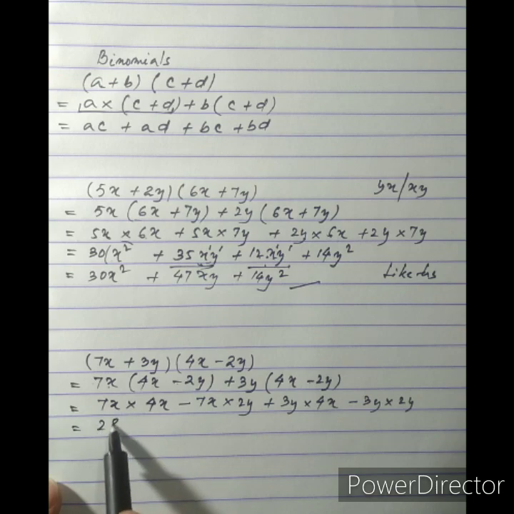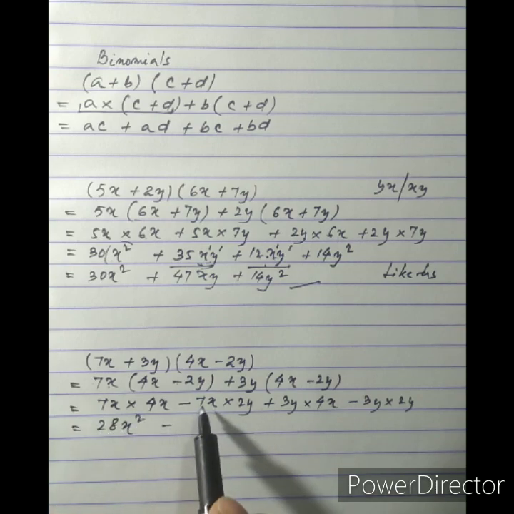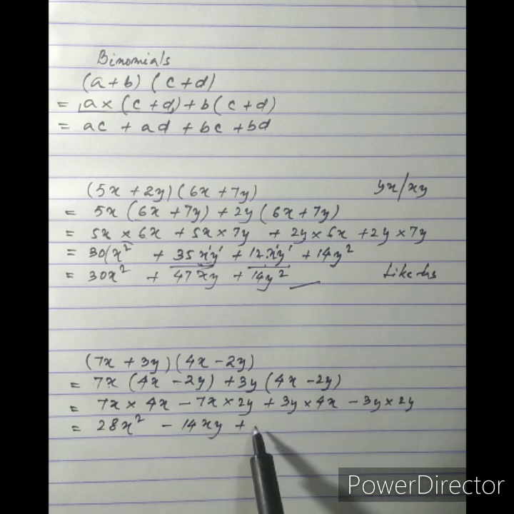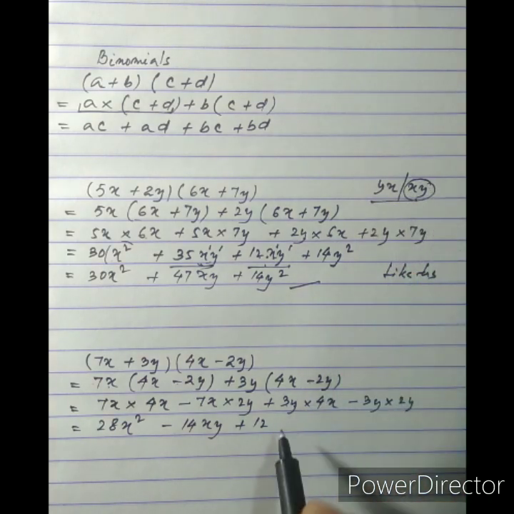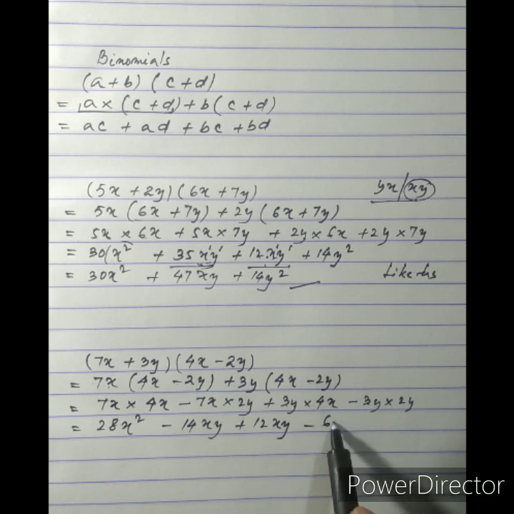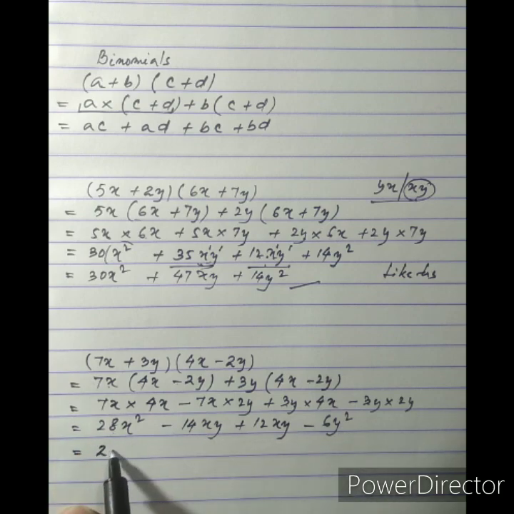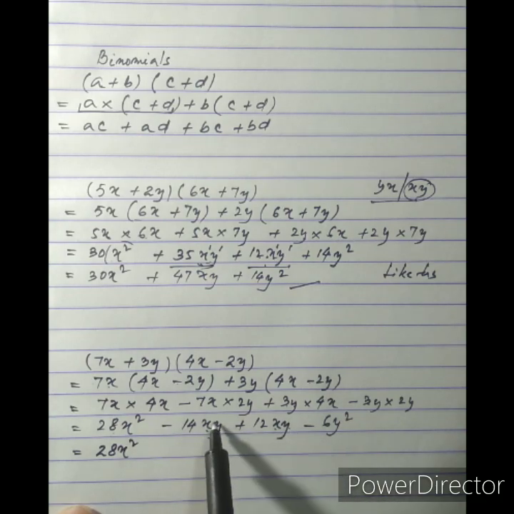So 7 4s are 28x square minus 7 into 2, 14xy plus 3 into 4, 12. Y into x means, as I told you before, you can write even xy as well. So I will follow here, I'll write here xy, then minus 3 2s are 6y square. So x square, there is no other term having just x square, so only this term 28x square. But in the second and the third, I find here xy, even x power 1, x power 1, y power 1, y power 1. That means these two terms are like terms.